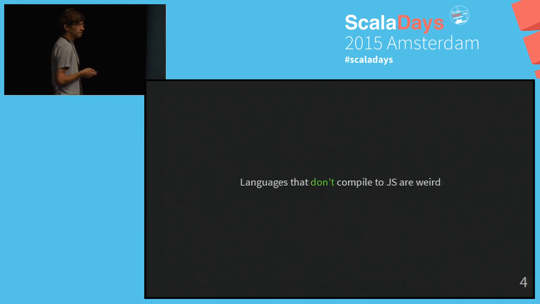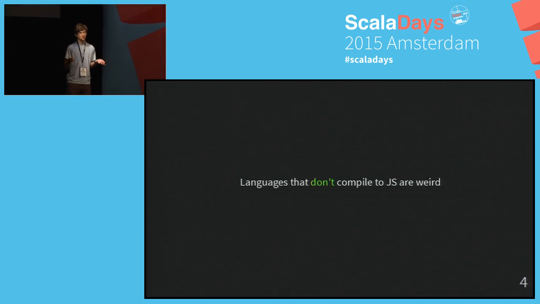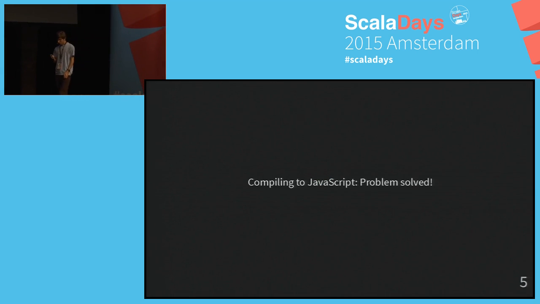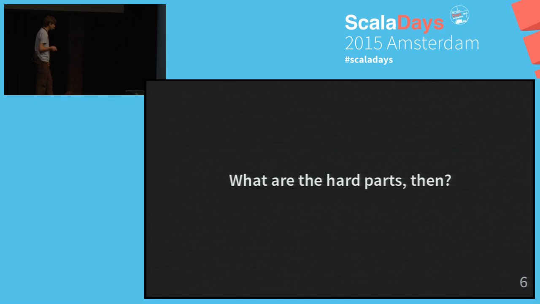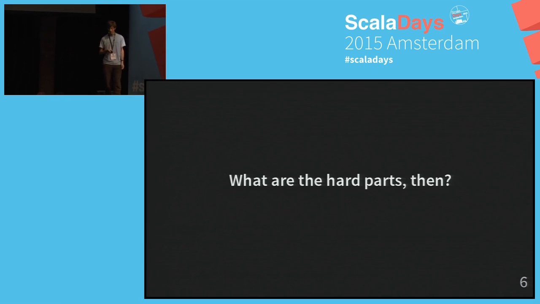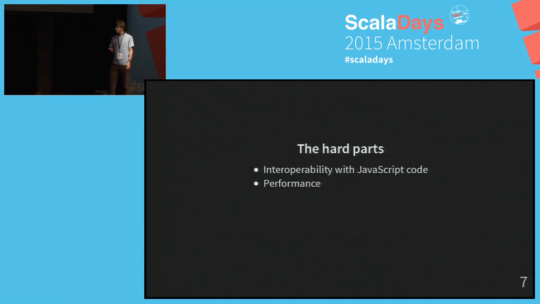JavaScript is basically a platform. It's just like x86. So compiling to JavaScript is a solved problem. Everyone does it. So what's hard? In my opinion, there are two things that are hard, which is the topic of this talk. The first is interoperability with JavaScript code.